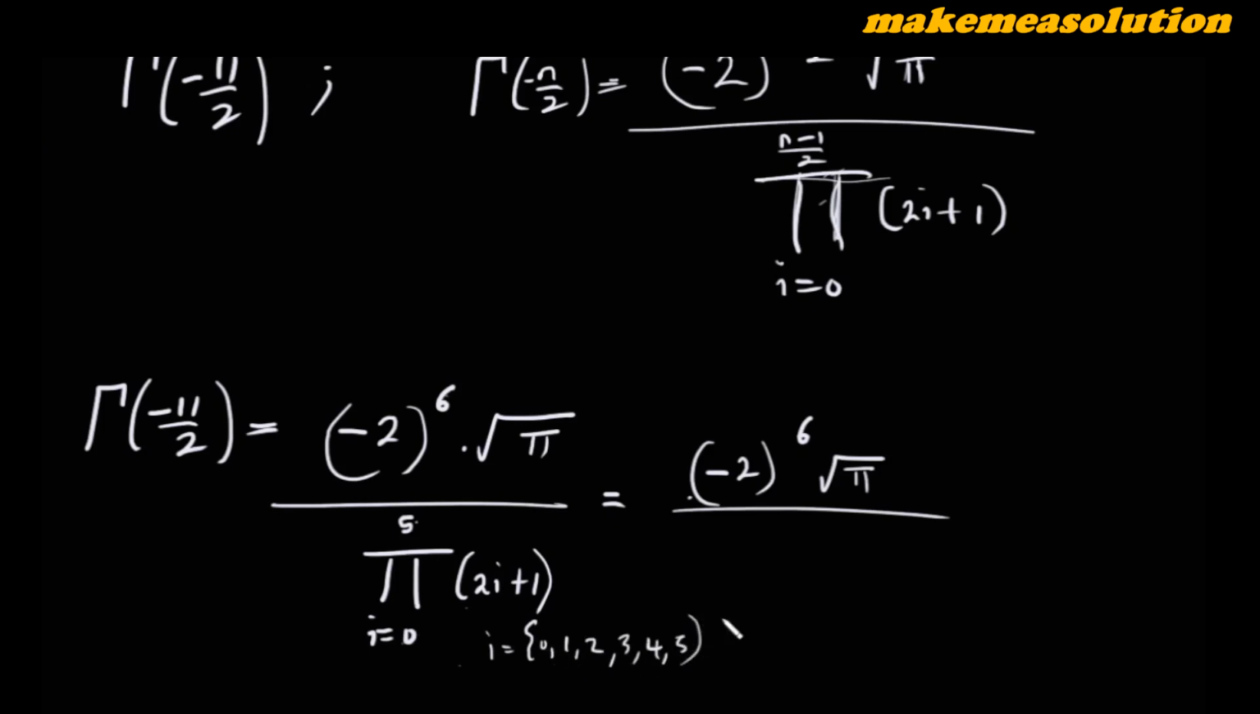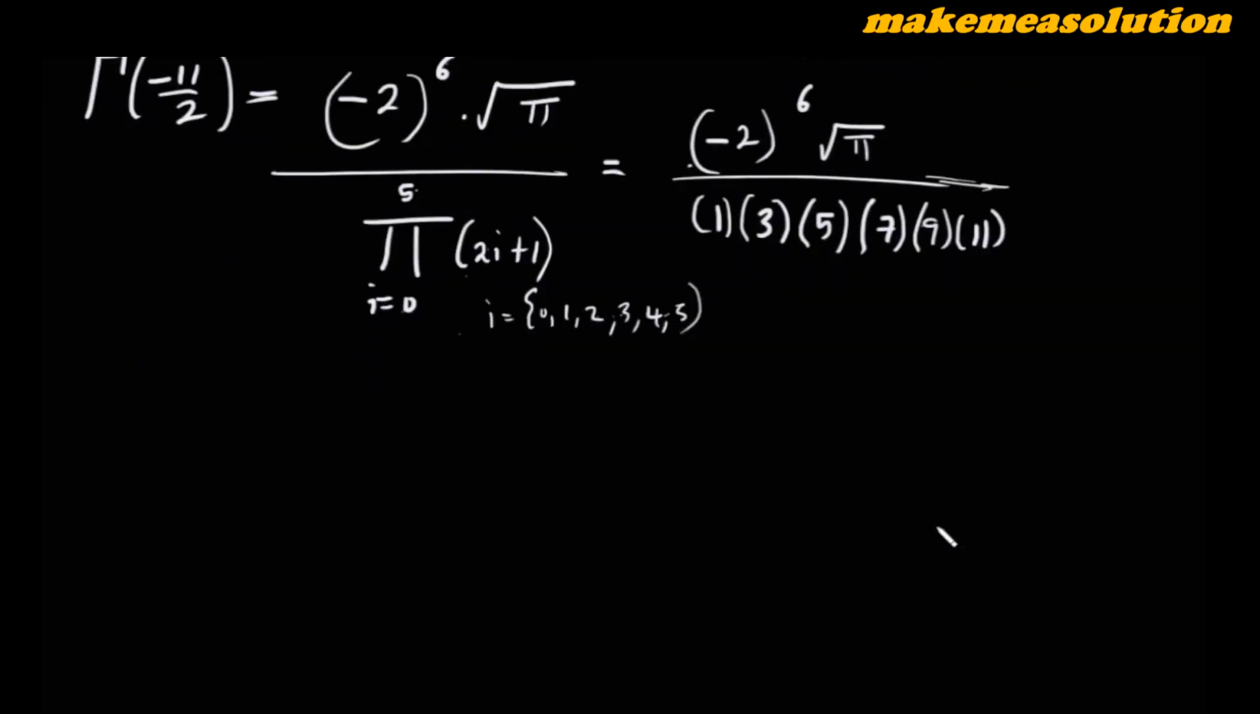So 6 terms. When i is 0, I'll have 2 into 0, which is 0, plus 1, which is 1. Then the next one will be when i is 1, 2 times 1 plus 1 is 3. So literally for 2, I will have 5. Then for 3, I'll have 7. Then for 4, I'll have 9. And for 5, I'll have 11. Is that okay? So you can see that we have in the denominator the product of all the odd numbers.